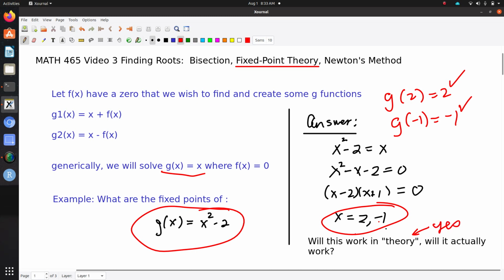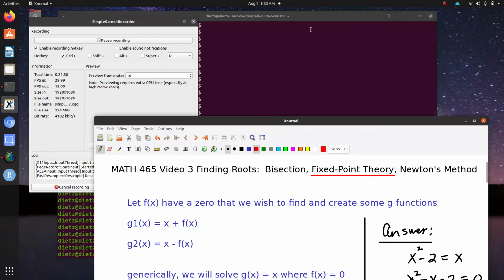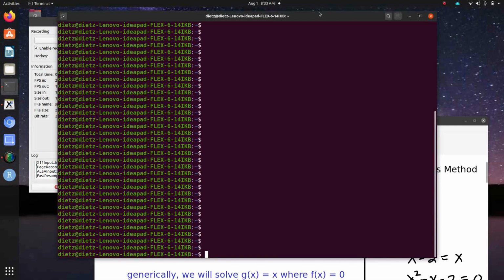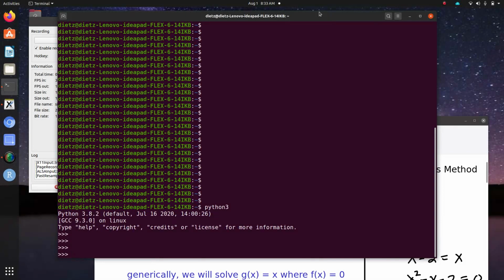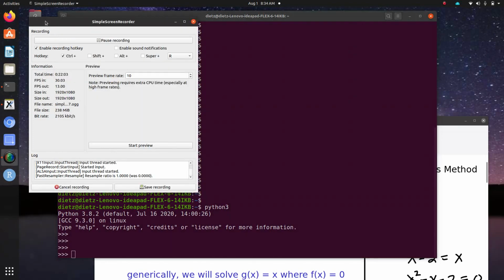And will it work actually? Who knows? That's the point of the next part of the discussion. Okay, and it involves actually some computer. Woohoo! So I'm going to go to my Python here. And if you have not encountered this before, I think I can enlarge my font. Hold on a second.